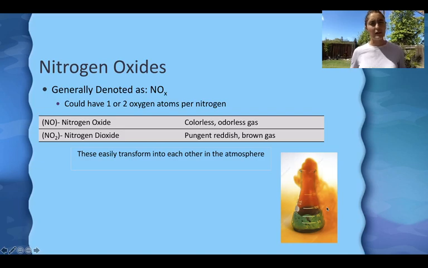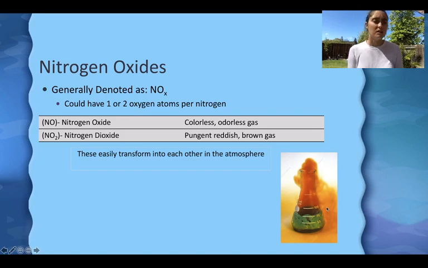Okay, so that's it for sulfur. Now we're on nitrogen oxides. Nitrogen oxides, or NOxes, is actually what you'll hear them called. They can be two different things, which is why they call them NOxes. X is generic, right? It can be NO or NO2. So you'll hear people refer to them as NOxes.